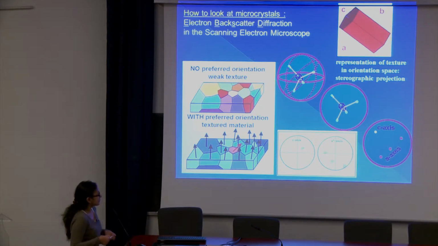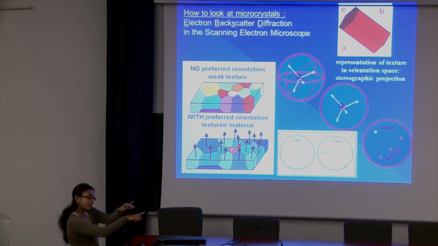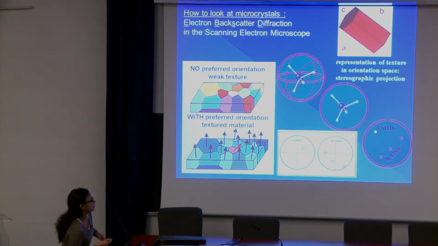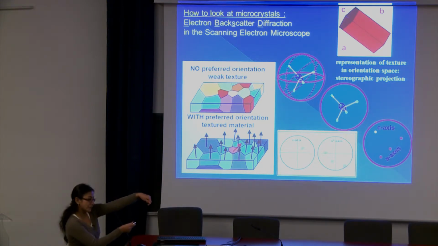From this stereographic projection, we have one C-axis and 3 A-axes. For example, in this example here, you have the C-axis over here. You can imagine that this crystal is going toward these directions. And you have the 3 A-axes here. So then you can imagine that the crystal is going in the direction of the C-axis.